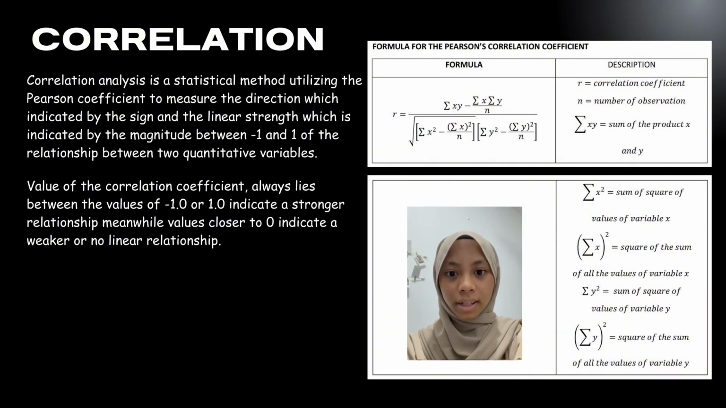R is known as the correlation coefficient, n is the number of observations, total of xy is the sum of the product of x and y, total of x squared is the sum of the squares of the values of variable x, the total of x, squared, is the square of the sum of all the values of variable x, total of y squared is the sum of the squares of the values of variable y, and the total of y, squared, is the square of the sum of the values of variable y.